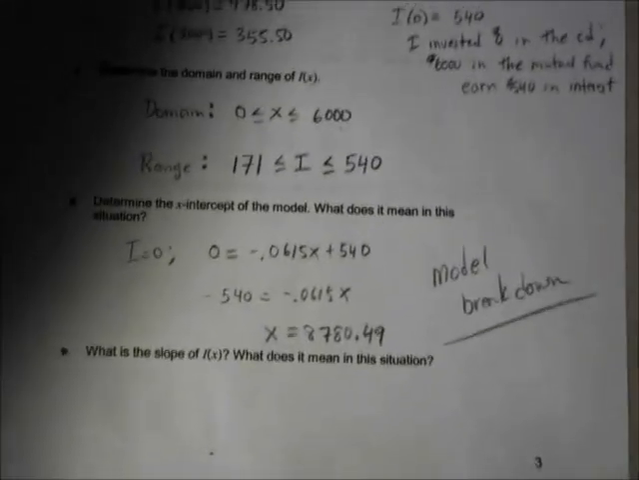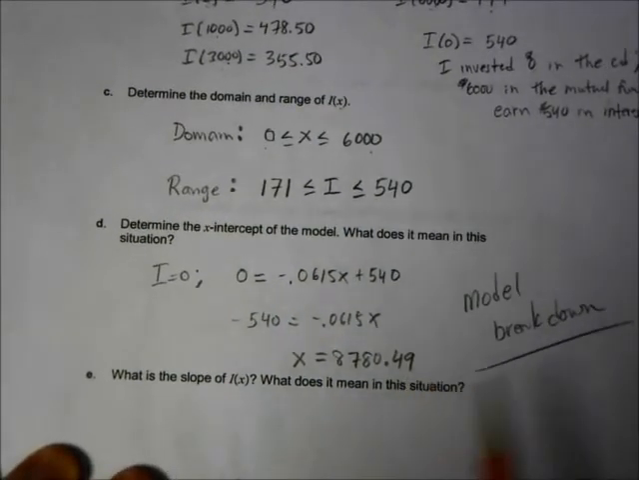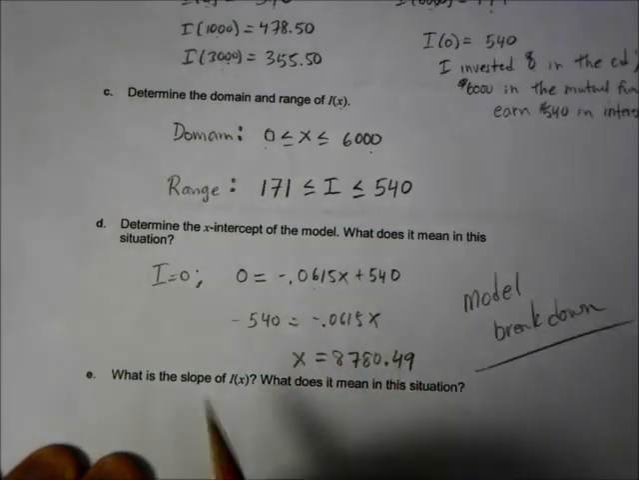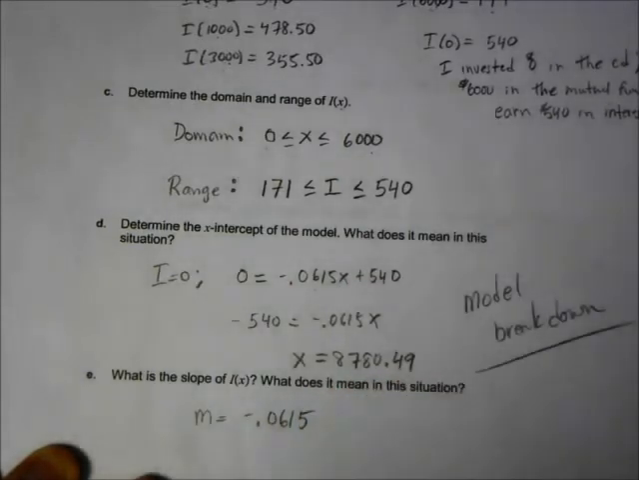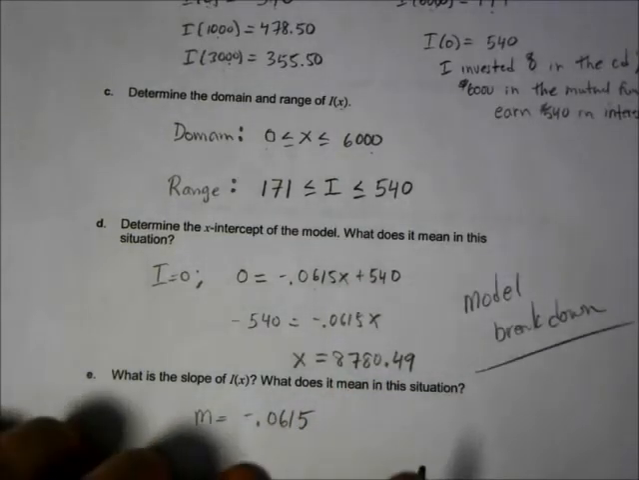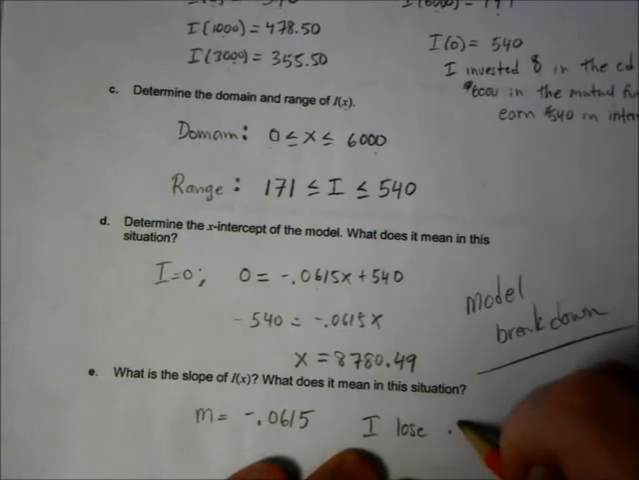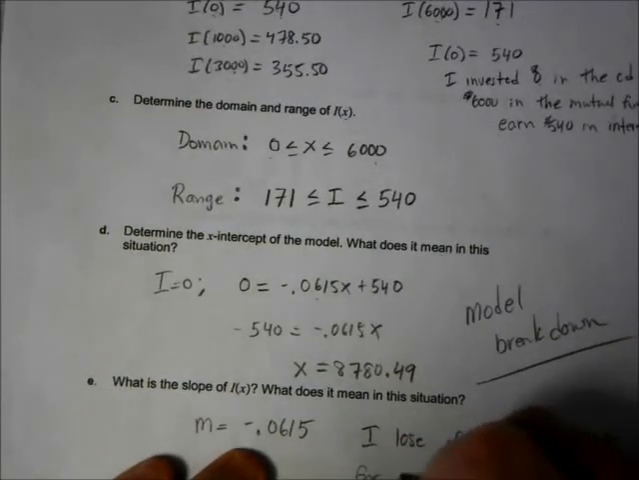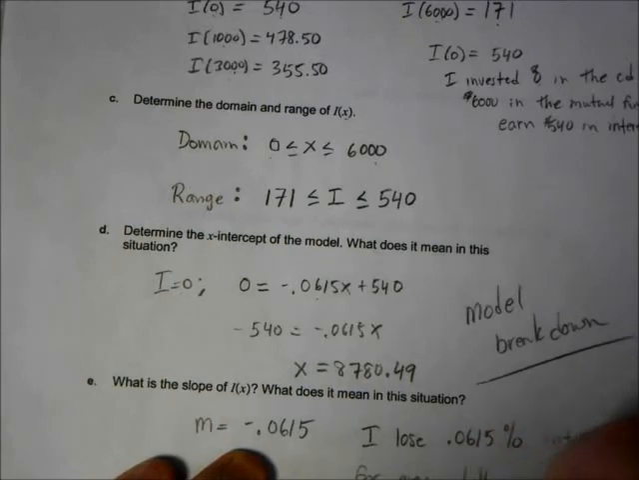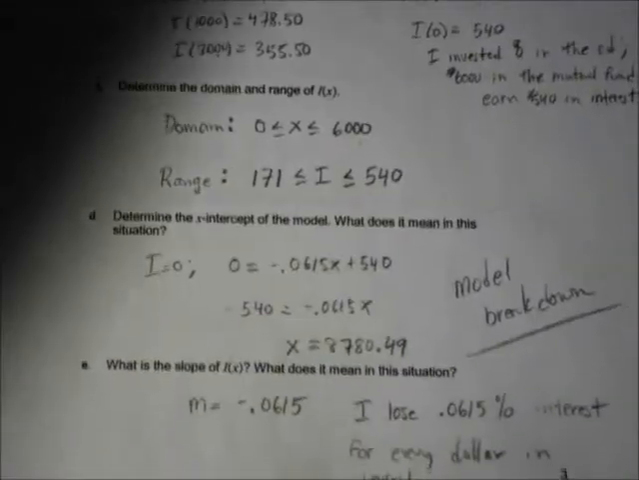All right, and finally the last question. What's the slope? Well, looking back up at my equation here, slope is right there. The slope is minus 0.0615. And what does it mean? Well, it means I lose 0.0615% interest for every dollar I invest in the CD.